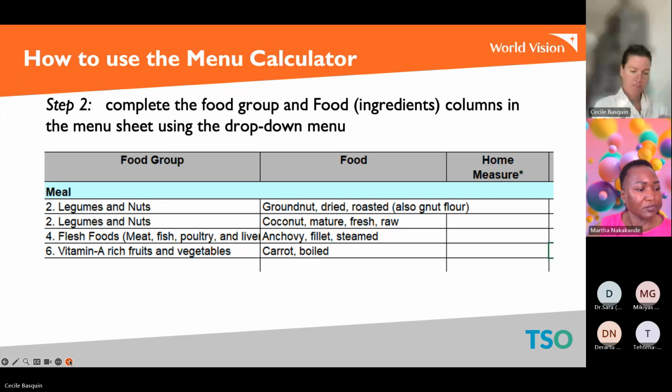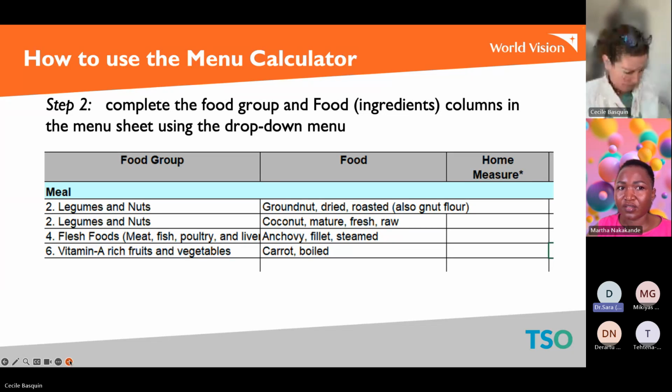In the porridge, the ingredients are sorghum. They use the sorghum. Sorry, the maize flour, corn. They use the maize to make the porridge. Some add oil, and some use it. You make it with water, like they make the porridge in boiled water.